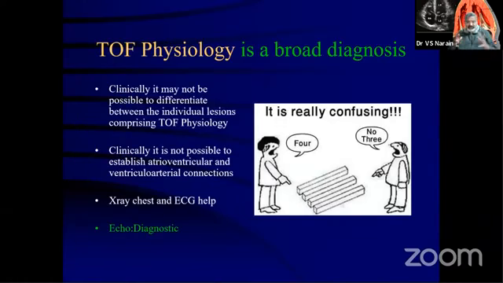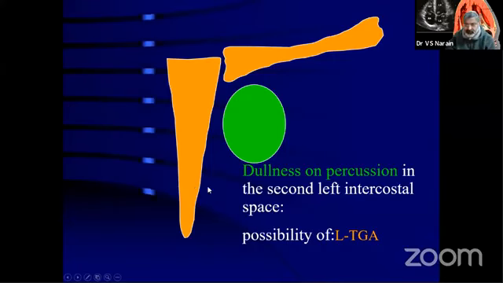So now with that physical background, it might be a little difficult for you to go into the 5 TDs of tetralogy physiology. You made the diagnosis of tetralogy physiology, but how do you go into the 5 TDs? And there you will have to depend upon the X-ray, ECG, and of course the echo.